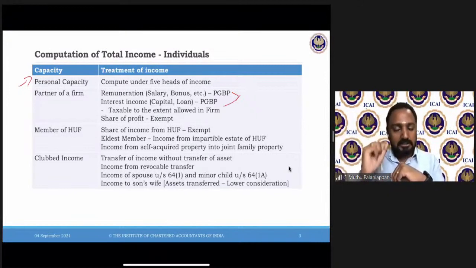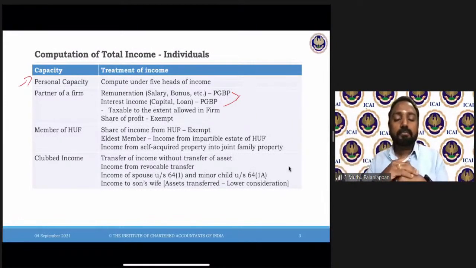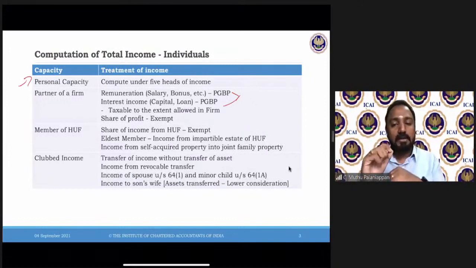And as I just informed, these 2 incomes are taxable only to the extent they are allowed in the firm, because otherwise it will become double taxability. The firm will also pay the tax on that, and the partner will also be paying tax on that. That is why we are calling it only to the extent allowed in the firm.